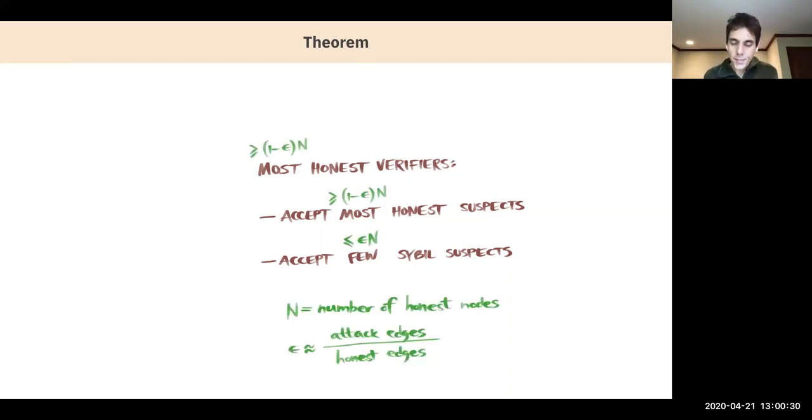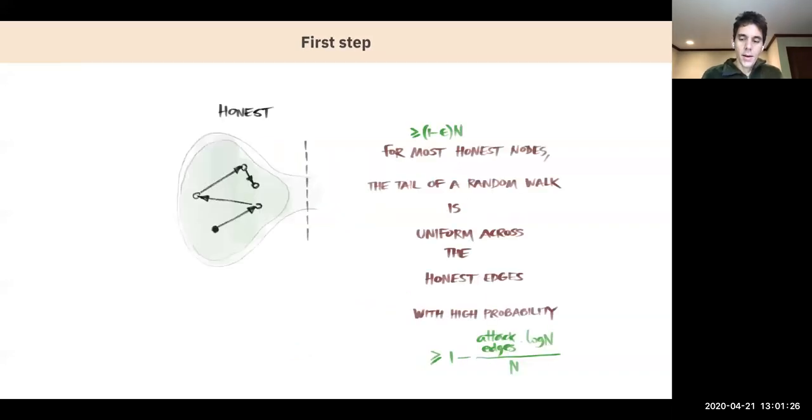And to put some numbers on this, most honest verifiers simply means all of them except for a fraction which is equal to the infection. This is the 5% number, or attack edges divided by honest edges. Using basically the same epsilon that is the infection of the edges tells you how many of the honest nodes are actually going to be functioning properly as verifiers. And then they will be able to correctly identify 1 minus epsilon of all the honest guys, and they're going to let in an epsilon fraction of Sybil guys. So those are the guarantees, and we're going to prove this in 3 steps. Does that make sense?